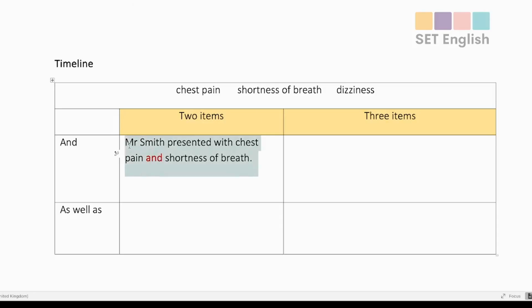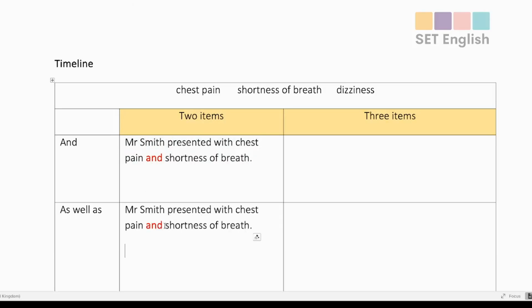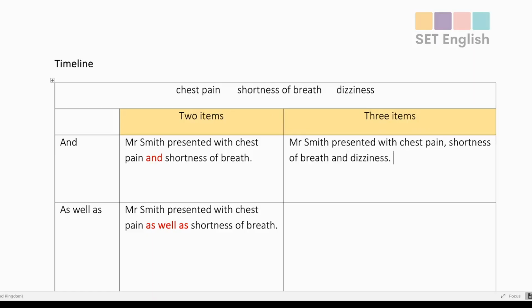Now I'm going to take the same thing, I'm just going to start copying and pasting. I'm going to put as well as there. Okay, now that works. That's okay, both of them are fine. Well, okay, let's do it again. And let's do the list. Okay, I'm going to take this away. So chest pain, this time 3 items. Chest pain, shortness of breath, and dizziness. Easy. Okay, we've used our nice list, and that's what we've done today so far.